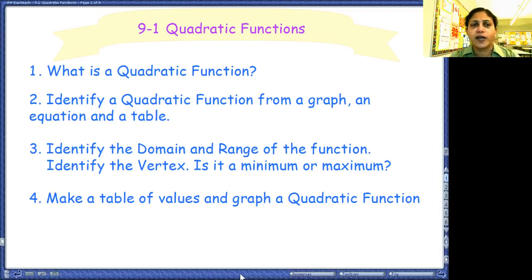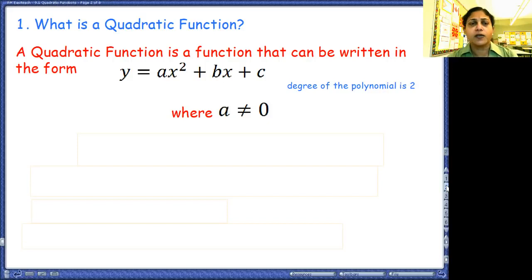Lesson is on quadratic functions. These are the objectives for today. Please write them down and we will go through them throughout the lesson. So what is a quadratic function?